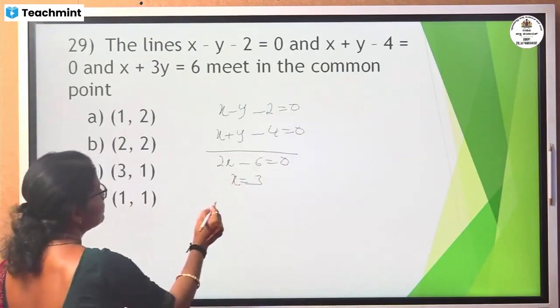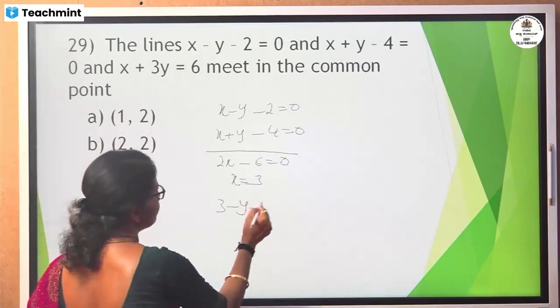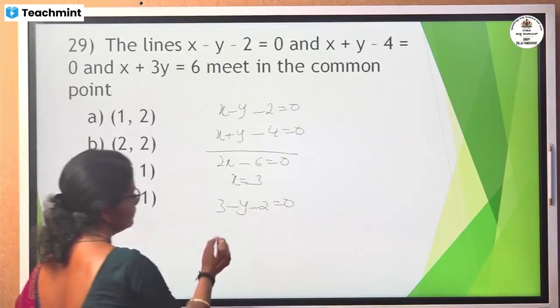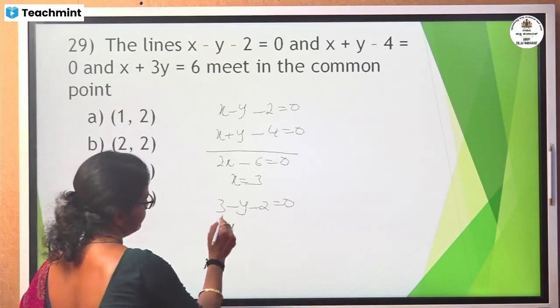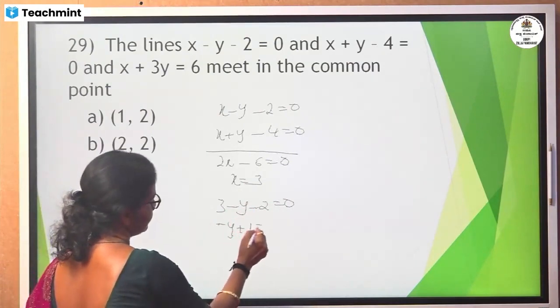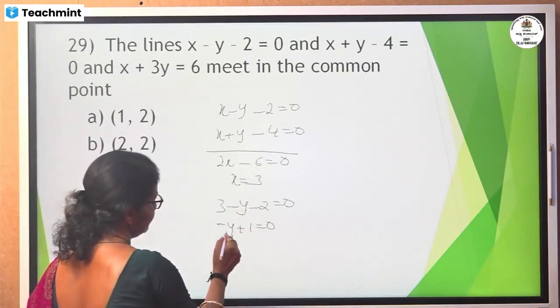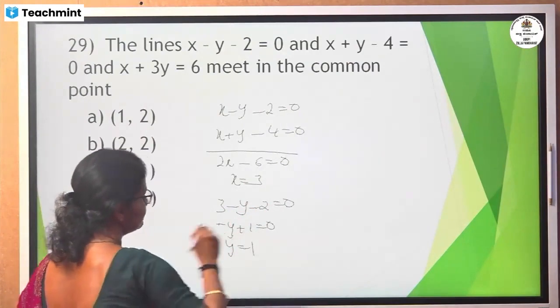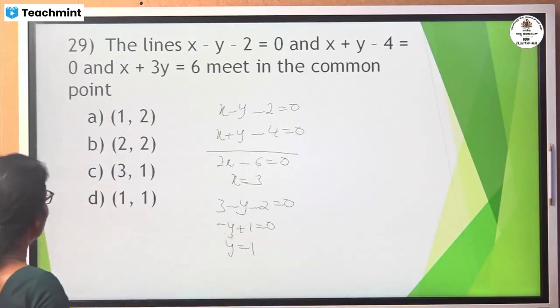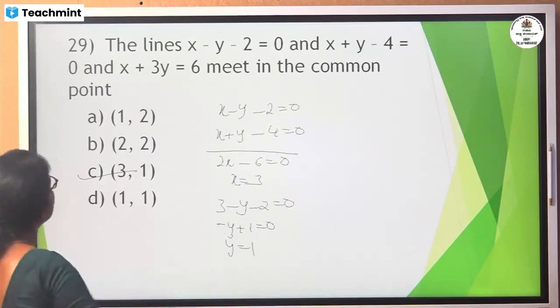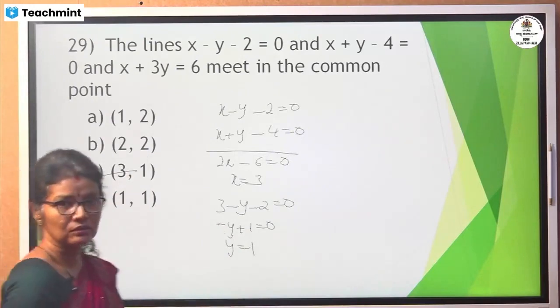Back substitute. 3 minus y minus 2 equal to 0. So minus y plus 1 equal to 0. So y is 1. The point is (3, 1). Option C holds good.